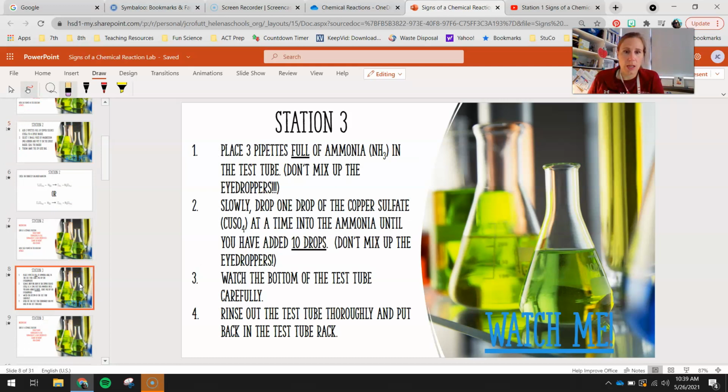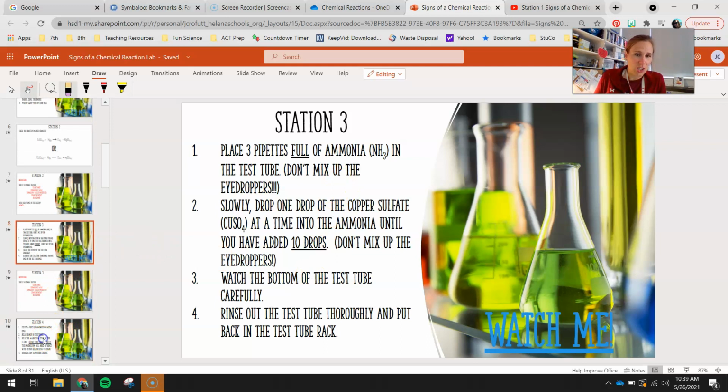Station 3, you are doing ammonia, which is the solution you would see in Windex. It's kind of got that stinky smell, but it's also found a lot in cat pee. If you smell cat pee, that stinky, almost sharp smelling chemical in cat pee is ammonia. So you're mixing ammonia and then adding drops of copper sulfate, which is again that blue solution, to it to see what happens.